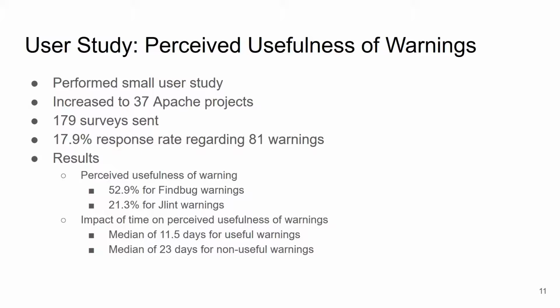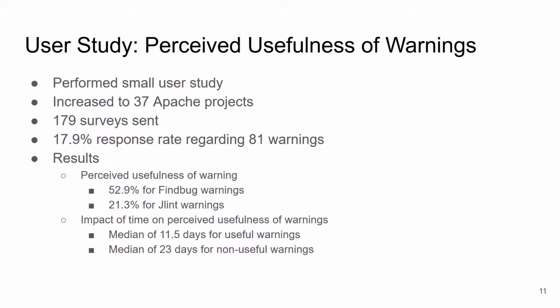The first one was that the tool does have an impact on the perceived usefulness, so they're not equal. The warnings that were reported by FindBugs were perceived as more useful by the developers when compared to JLint.